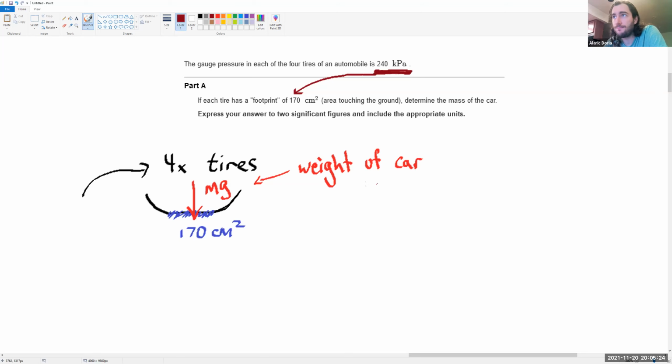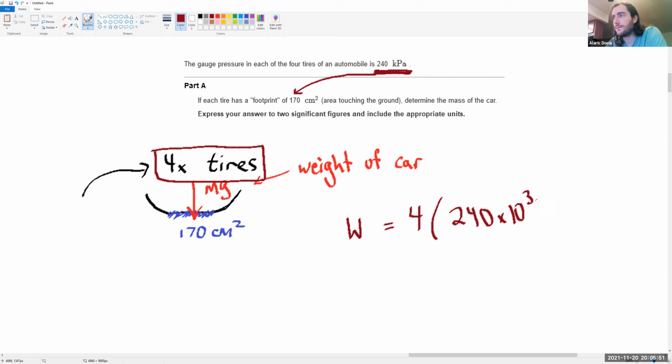Between the two surfaces there. So the weight of the car has to be equal to four times, why the four? Because we have four tires. Four times the pressure in the tire. Pascal is a Newton per meter squared, times the area, the footprint of the tire, the area that is in contact with the road, to convert that pressure into a force.